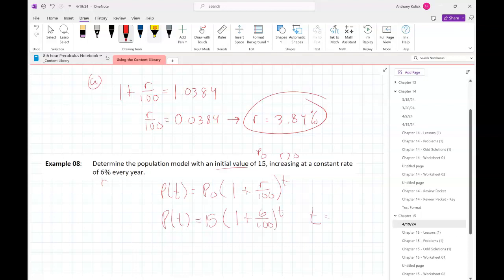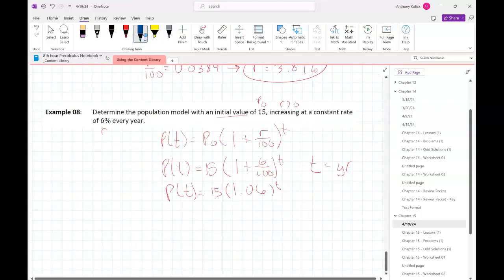And then I should make a note of what unit T is in. If I write T as just T, the unit has to be, how often is that 6% growth happening? Years. So if T is 1 year, how many times should that 6% have increased? 1 time, right? So 1-to-1 between the number of times we get that increase and the number of years. I noticed that 1 over 100 plus 1 just simplifies down to 1.06.